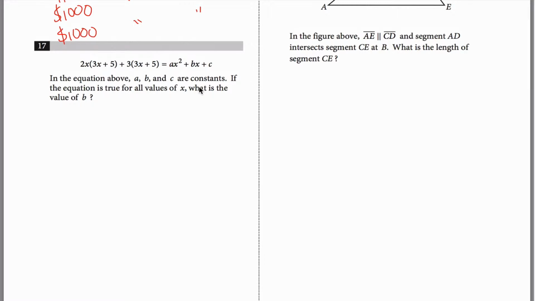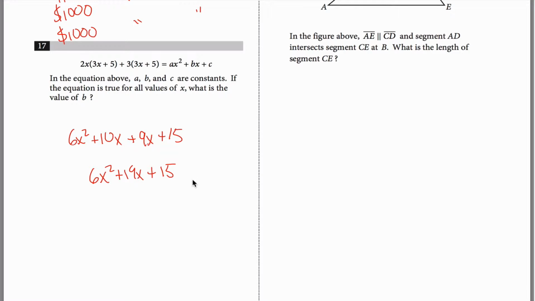A, B, and C are constants. It's true for all values of x. What is the value of b? The way to solve a problem like this is to write this side so that it looks like this side. What do I mean looks like? Distribute that 2x through. That gives you 6x squared plus 10x. Distribute that 3 through. That gives you 9x plus 15. And if you combine like terms, you get 6x squared plus 19x plus 15.